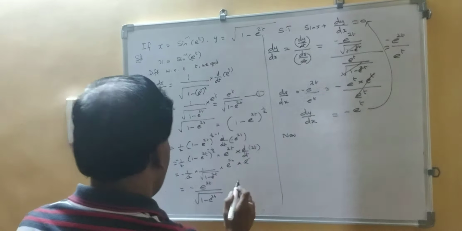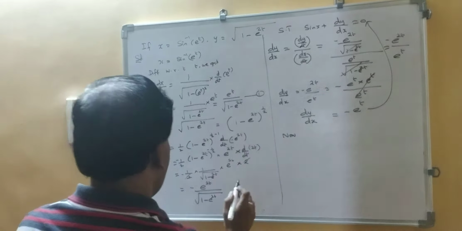Substituting e raised to t equal to sin x in equation 3. What is equation 3? dy by dx equal to minus e raised to t. But what is e raised to t? Sin x. So dy by dx equal to minus sin x. You take it this side, so sin x plus dy by dx equal to 0. Got it or not? It is a very interesting sum.